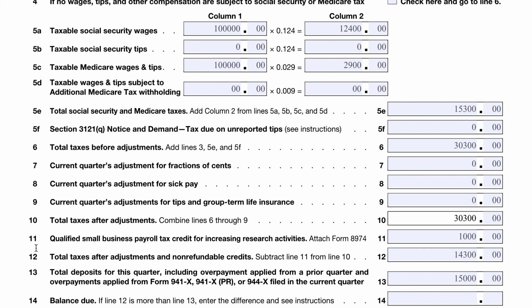And then let's just imagine that in line 11, John Doe's business Doe Enterprises qualified for a small business payroll tax credit for increasing research activities. So you can find this on IRS Form 8974, which helps taxpayers calculate the qualified small business payroll tax credit for increasing research activities. So in this case, John's small business qualified for a $1,000 credit, which reduces the total taxes after adjustments and non-refundable amounts to $29,300. I'm going to make this adjustment as if they paid $30,000.